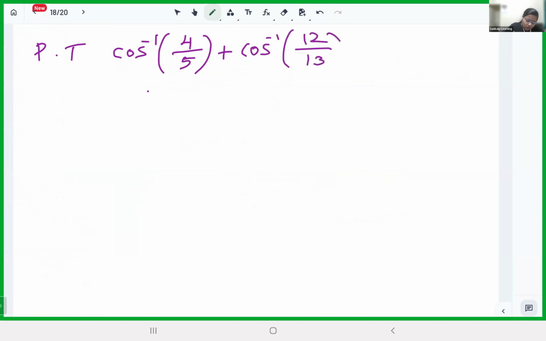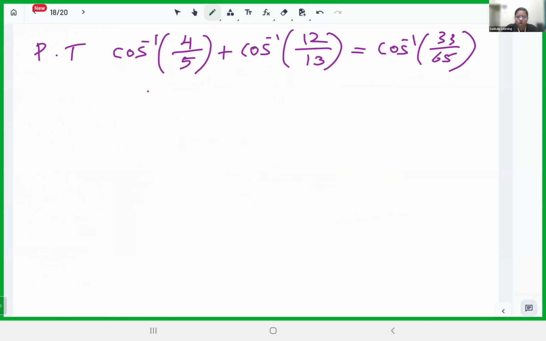This is a very important question of this session: prove that cos inverse of 4 by 5 plus cos inverse of 12 by 13 is equal to cos inverse of 33 by 65. These types of questions, I'm sure you'll definitely get sometimes as a 3-mark question. So it is very important.